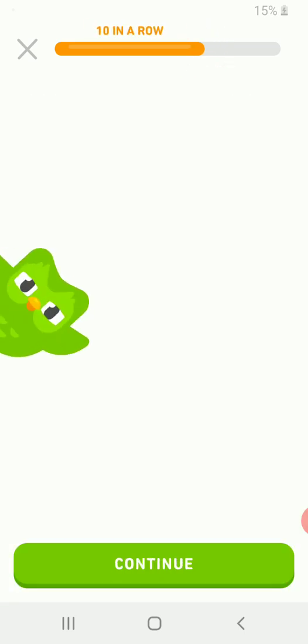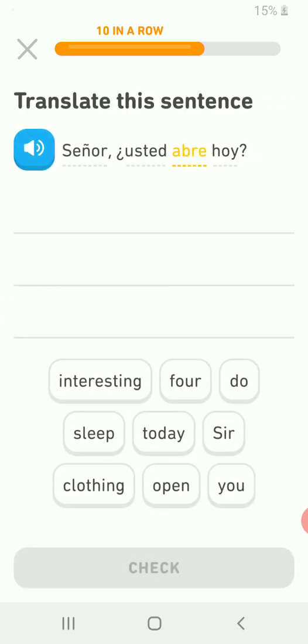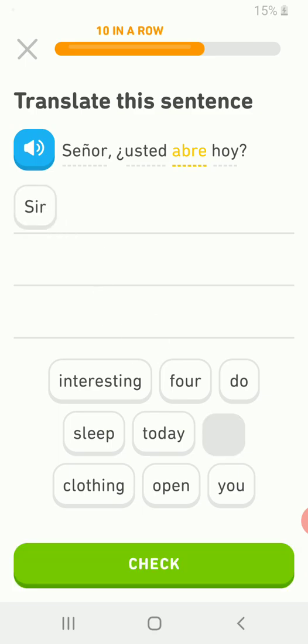Yeah, that's good. And, Señor, ¿usted abre hoy? So abre, it's to open. Yes, we have seen cerrar, cierra. The infinitive might be different from the root or the stem of the verb, so we have to be careful in Spanish. So señor is sir. Usted abre hoy. Do you open today?